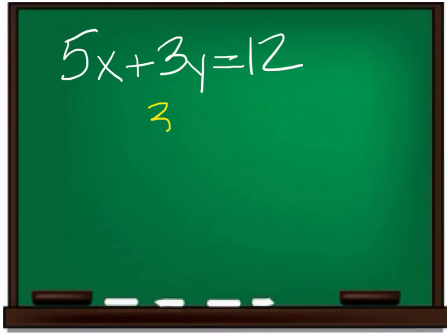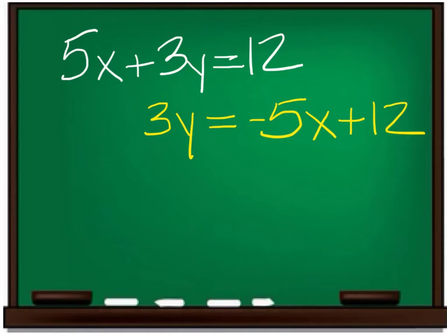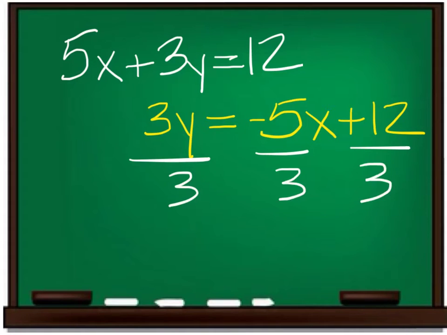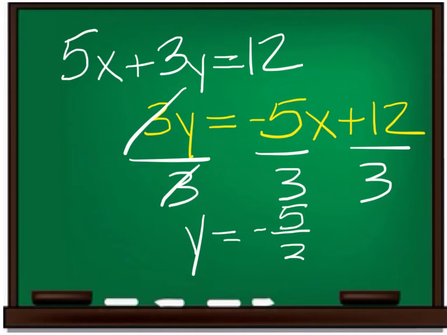For the practice problem, you should have 3y equals a negative 5x plus 12 to start with. Then divide everything by 3. The 3's cancel out. y equals a negative 5/3 x plus 4.